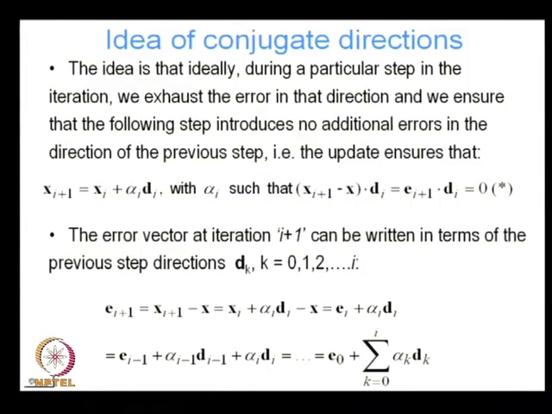Eventually, we will end up with the equation for e_{i+1} in terms of my original error vector e_0 and all the directions that I have travelled up to the (i+1)th iteration. So, eventually we are going to get something like e_0 plus sigma k equal to 0 to i alpha_k d_k, because all these d_i's are going to have components, right. So, the error at i+1 is equal to my original error plus sigma k equal to 0 to i alpha_k d_k. This equation has a lot of meaning, right.